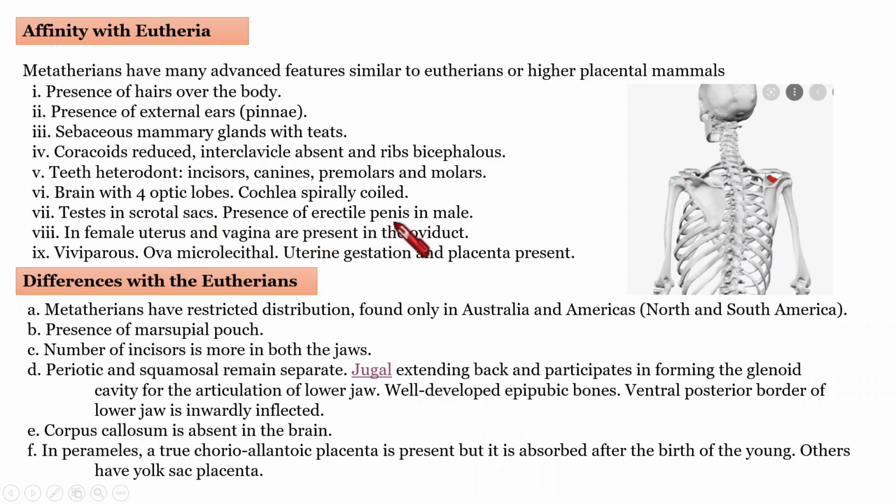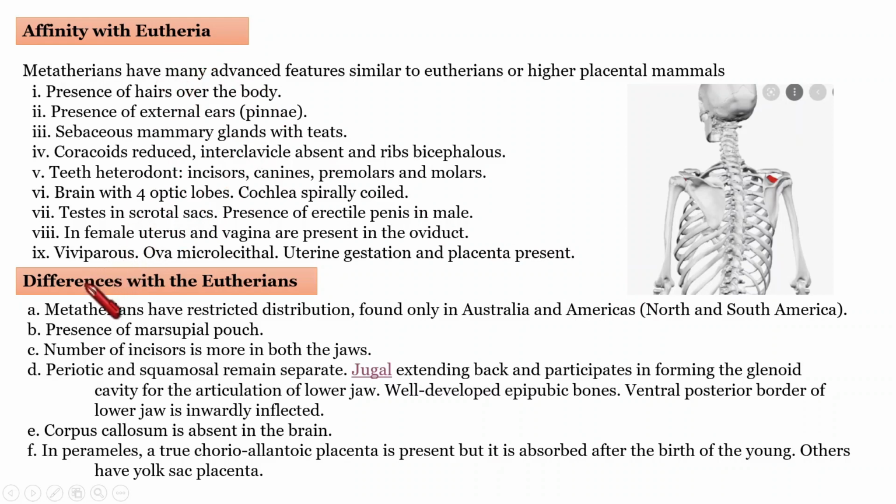Presence of erectile penis. That is another feature showing affinity to eutheria in the case of male metatherians. And in females, uterus and vagina are present in the oviduct. That is another similar feature with the eutherians. And all the metatherians are viviparous like eutheria. Ova is microlecithal, that is with a small amount of yolk. Then uterine gestation and placenta also present in metatherians like that of eutheria. These are all the affinities of metatheria with the eutheria.